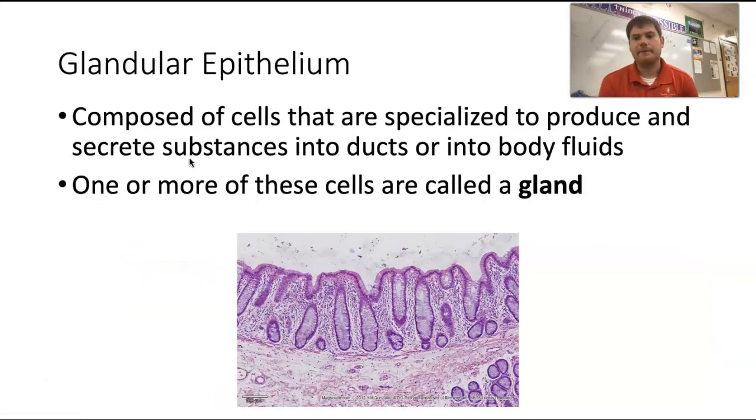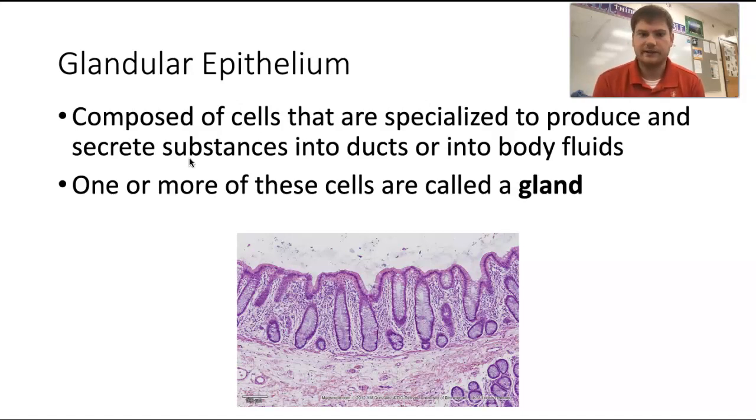All right. Glandular epithelium. These are composed of cells that are specialized to produce and secrete substances into ducts or into body fluids. These are called glands. So this is your sweat glands, or different types of hormones that are created by glands. A lot of the pancreatic juices or digestive juices in your digestive tract are secreted by your pancreas or your liver, and those would also be considered glands.